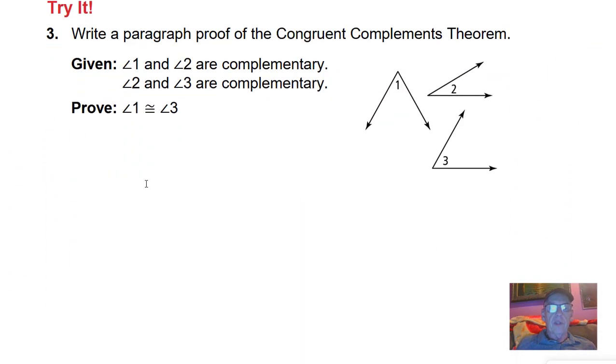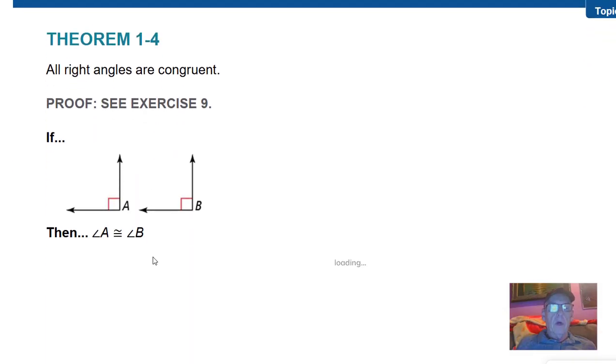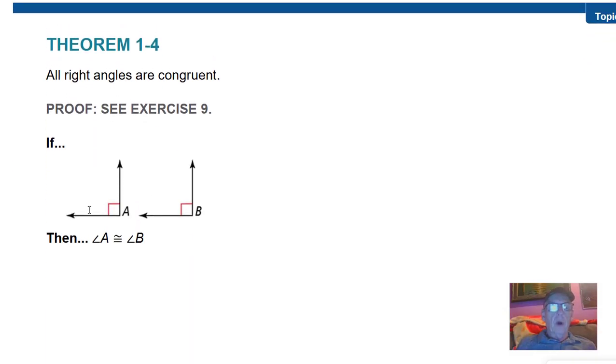Here's the try it that goes with example 3. We have theorem 1.4. All right angles are congruent. This is something we've kind of already been using, but this is our theorem 1.4. All right angles are congruent.